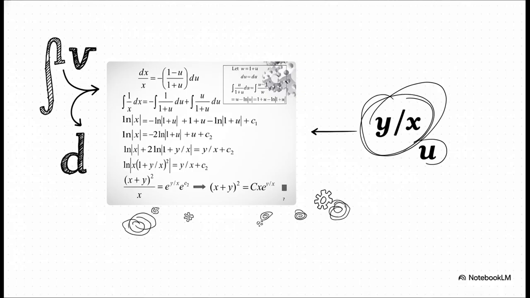We integrate both sides of our new separable equation. And as you can see from the work here, this one involves a bit of algebra, leads to some natural logs, but the final crucial step is to resubstitute. Since our key was y equals ux, that means u is y over x. We replace every u with y over x, and after a little more tidying up, we arrive at the final solution to our original problem.